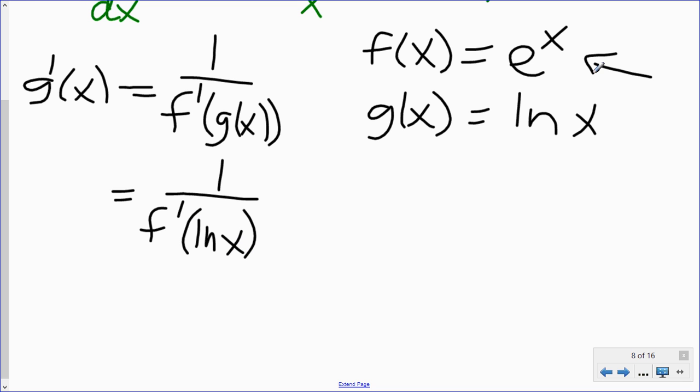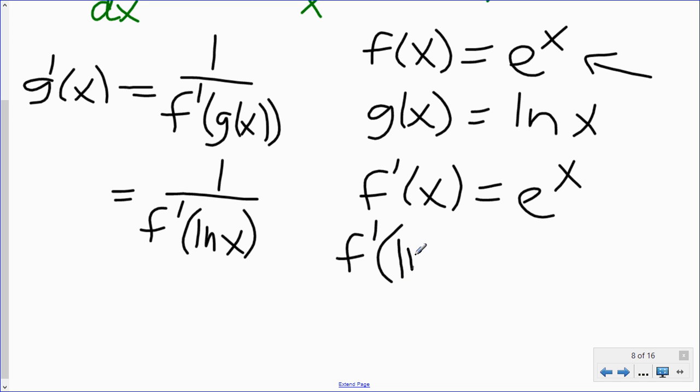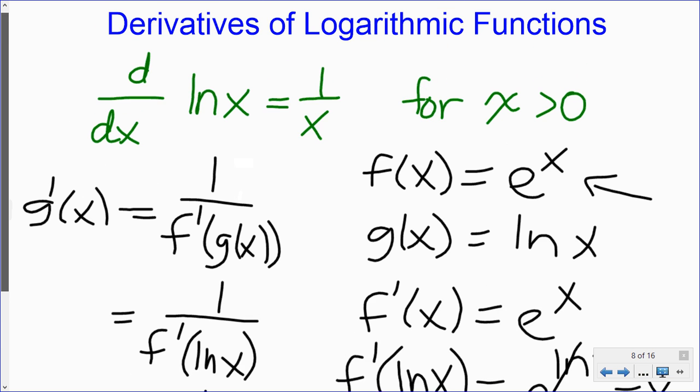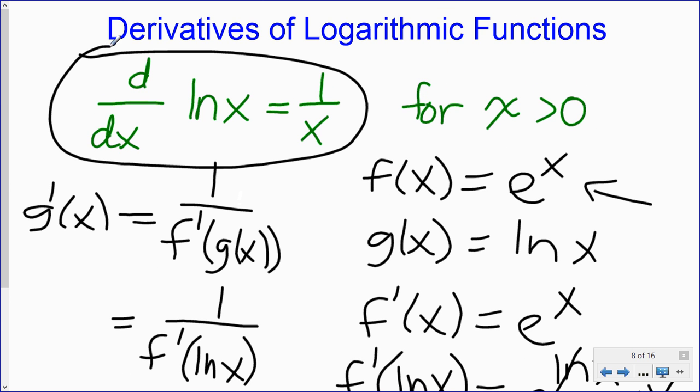If f of x equals e to the x, remember we just learned that the derivative of e to the x is e to the x. So if I find f prime of natural log of x, I replace x with natural log of x, and e to the natural log of x, they undo each other, and that's just going to equal x. So g prime of x is now equal to 1 over x. And so that's our new derivative rule: the derivative of natural log of x is equal to 1 over x.